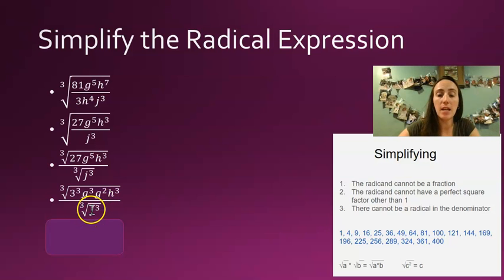On the denominator, look at, I also have a perfect cube, so I need to take the cube root of j cubed. That's going to just leave me with j on the bottom. So my final answer, with nothing more that I can do, is going to be 3gh times the cube root of g squared, all divided by j.